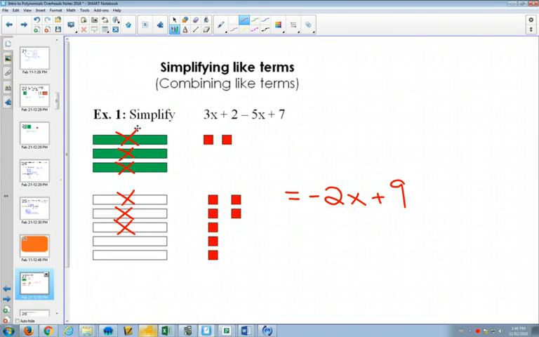Okay? Now, the goal is eventually just to go from this to this. That's our goal. We want to just look at the algebra and be able to simplify it by combining like terms. So we need to be able to see that the 3x and the minus 5x are like terms, and those can be put together. And we need to be able to see that the 2 and the 7 are like terms, and you can put them together. The algebra tiles help you see that better, right?